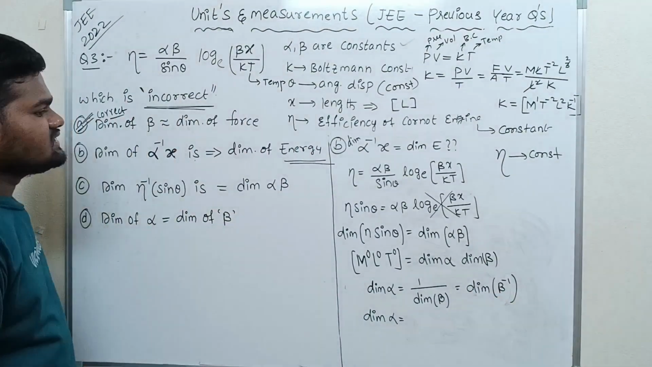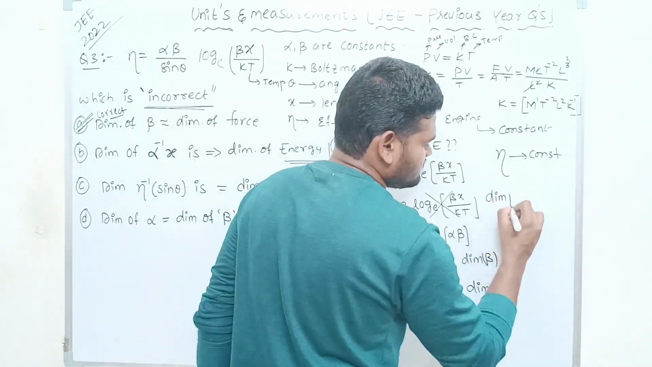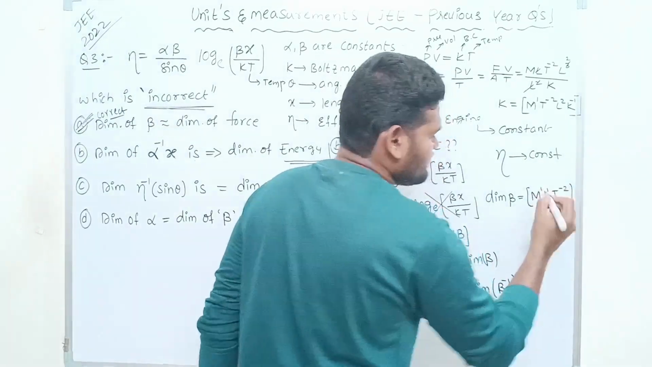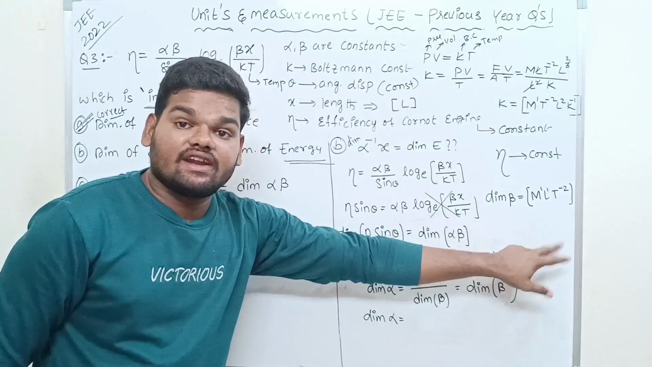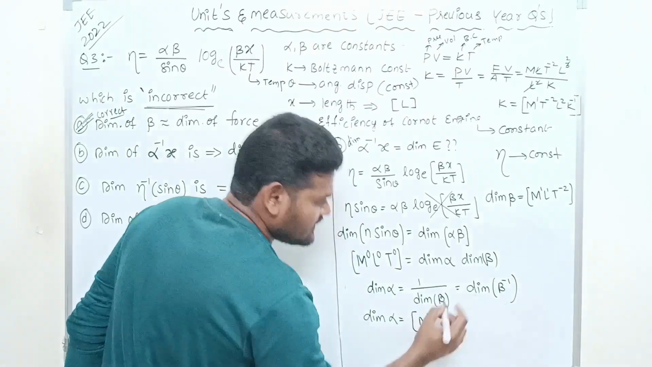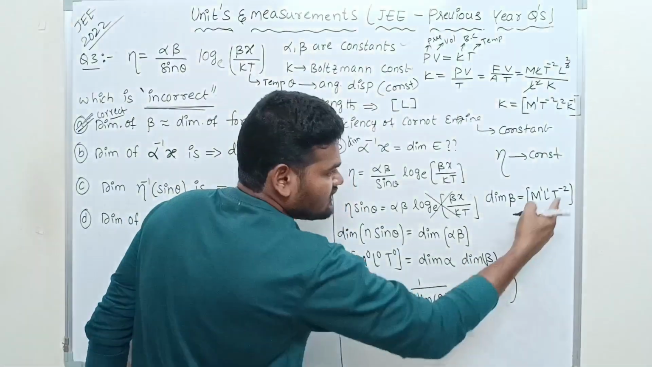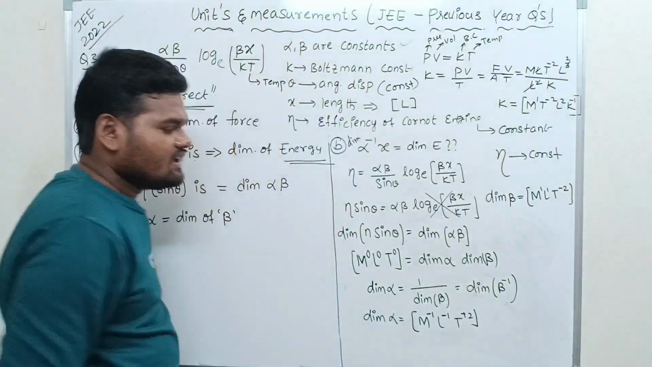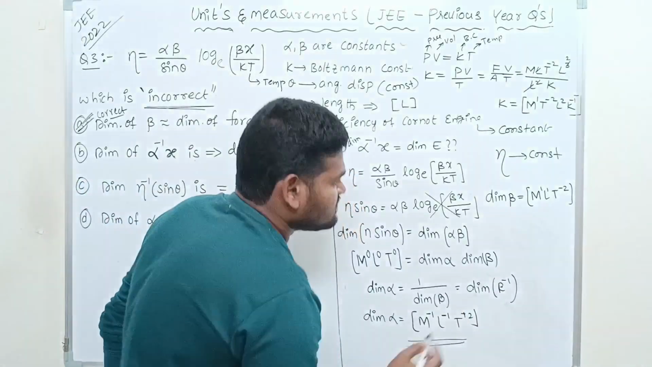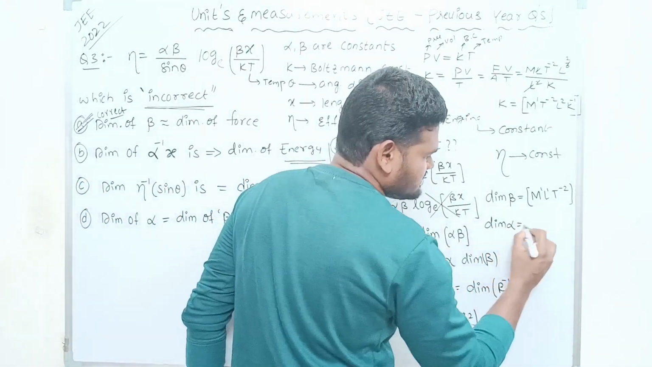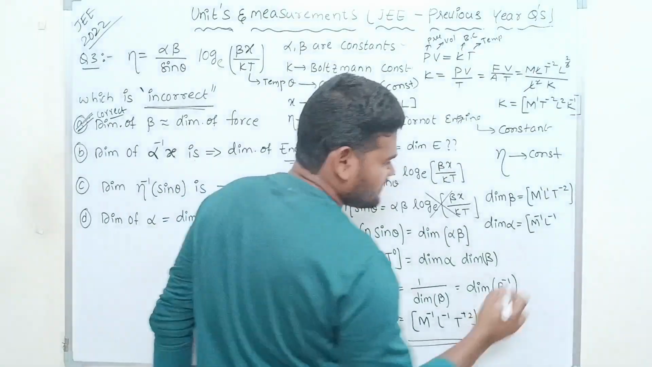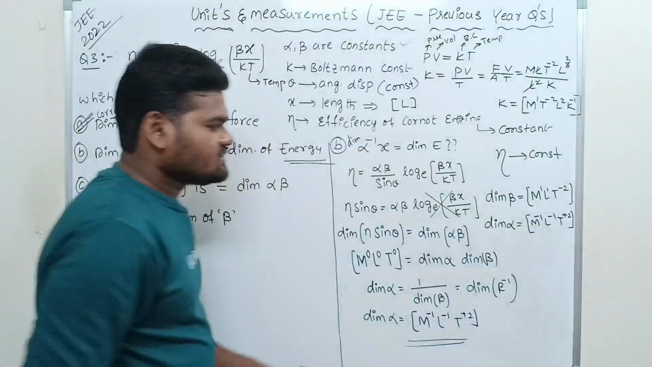What is the dimension of beta we got? The dimension of beta is M L T power minus 2. Its inverse, the dimension of beta inverse, is M power minus 1, L power minus 1, T power plus 2. Inverse means whatever plus powers are there become minus and minus powers become plus. So the dimension of alpha is M power minus 1, L power minus 1, T power plus 2.